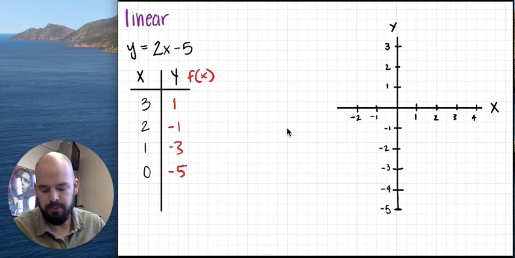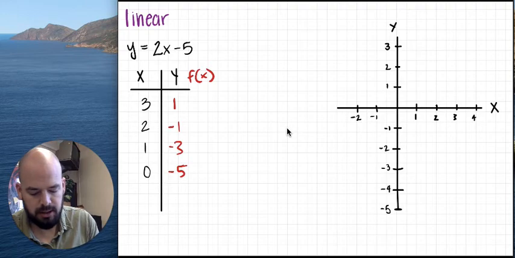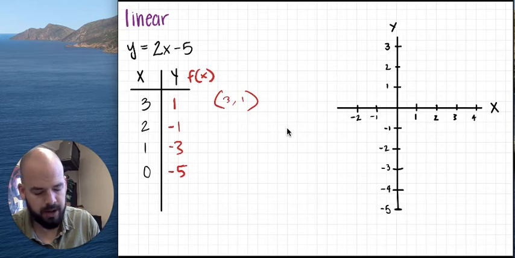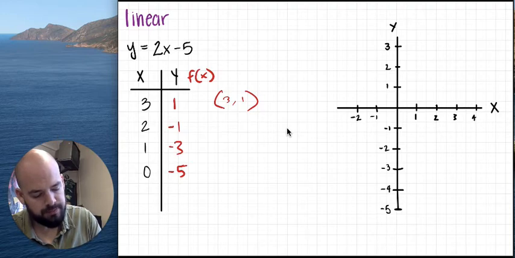And I'm going to just plot my points. So my first point is 3, 1. Okay, I took the 3 from my input, my 1 from my output. This is how we'd write it as an ordered pair. I'm going to go over 3 on the x-axis. I'm going to go up 1 on the y-axis. I'm going to put a dot.